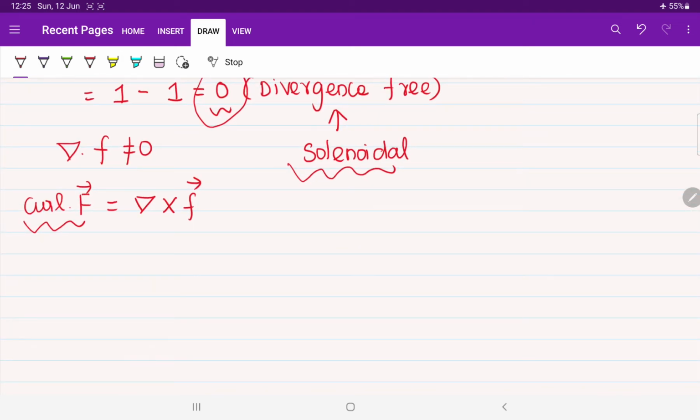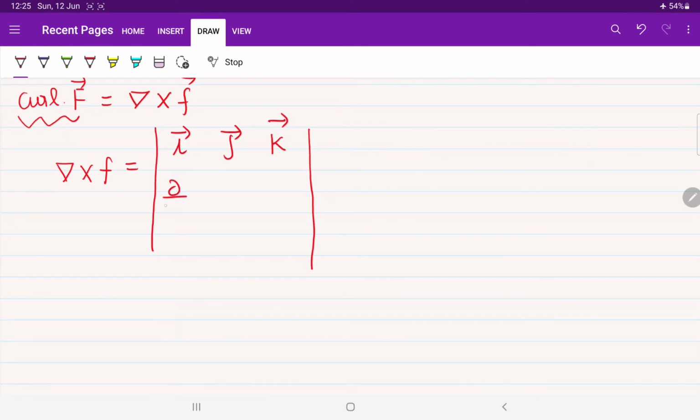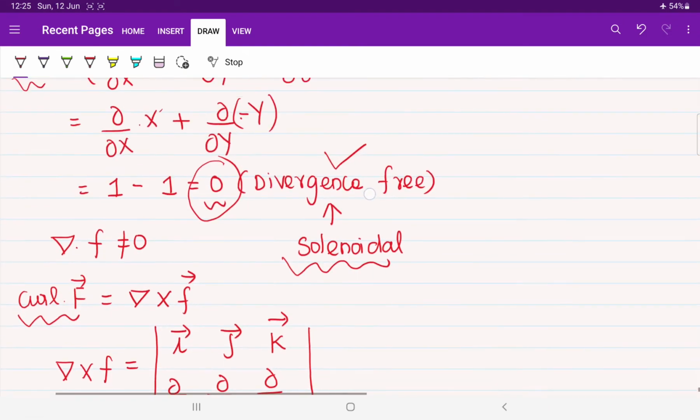Sir, if cross comes, then how should I define the function? It is very easy. Let me tell you how to define the value of del cross f, vector f. This can be defined by taking the determinant form of a matrix. We just have to find the determinant. In the first row, we arrange the i vector, j vector, k vector, that is our unit vectors. In the second row, we arrange our differential operators, dou by dou x, dou by dou y, dou by dou z. In the third row, we put the coefficients of i vector, j vector, k vector given in the vector field f.